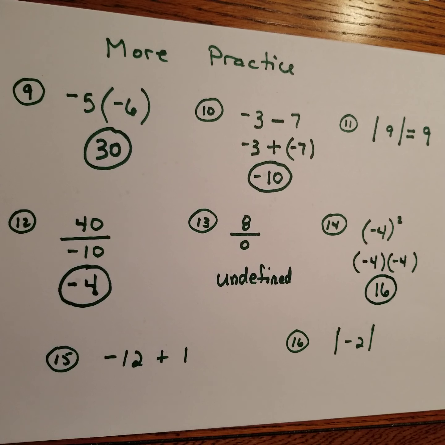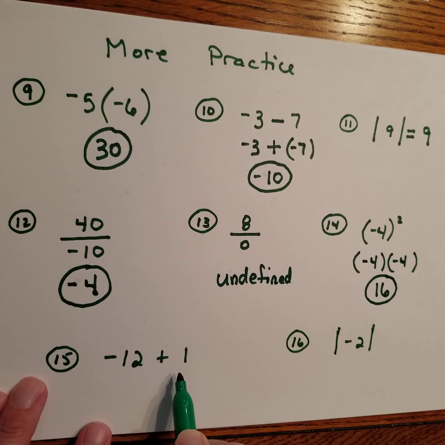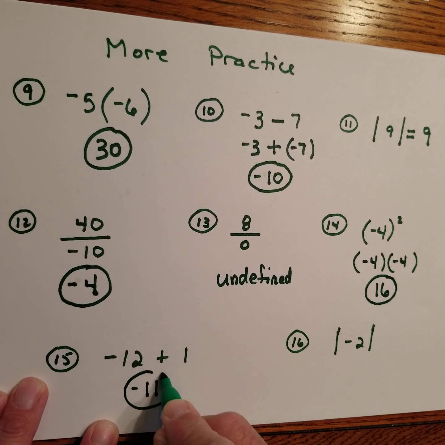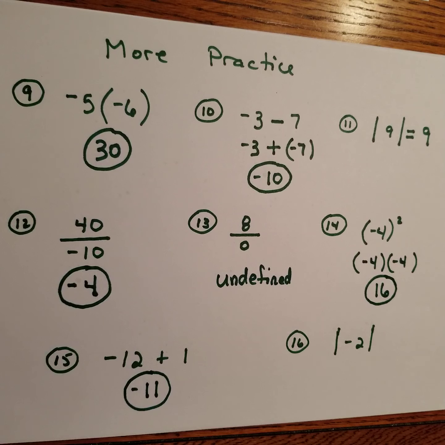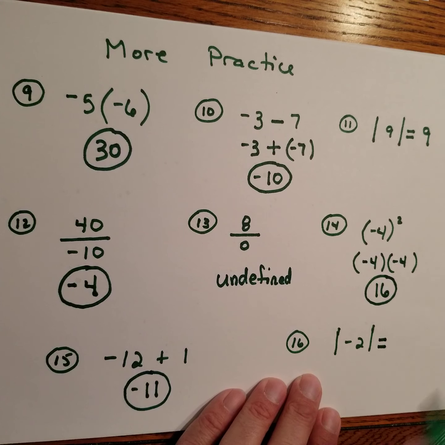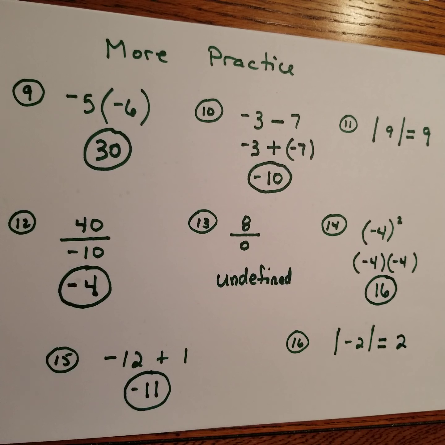On 15, I'm adding, but the signs are different. If the signs are different, you subtract, take the sign off the larger number. And in 16, absolute value makes everything positive. So the absolute value of -2 is +2.